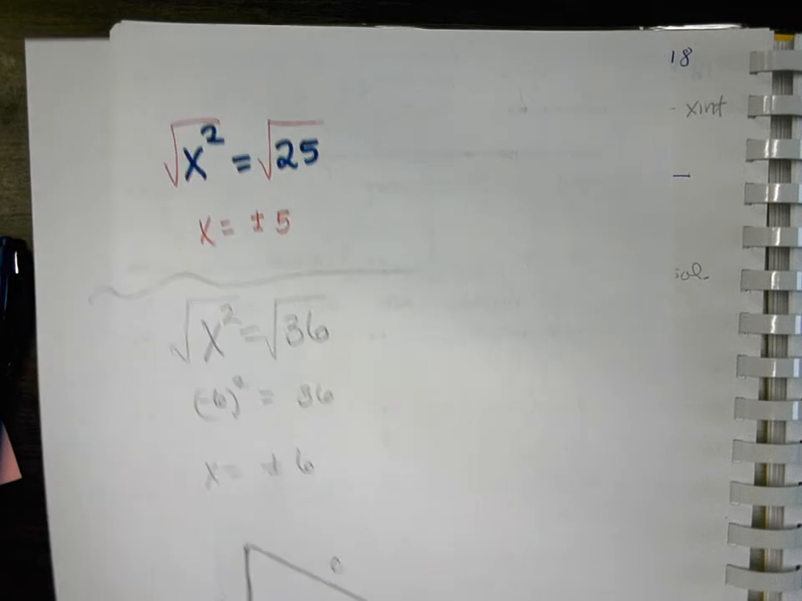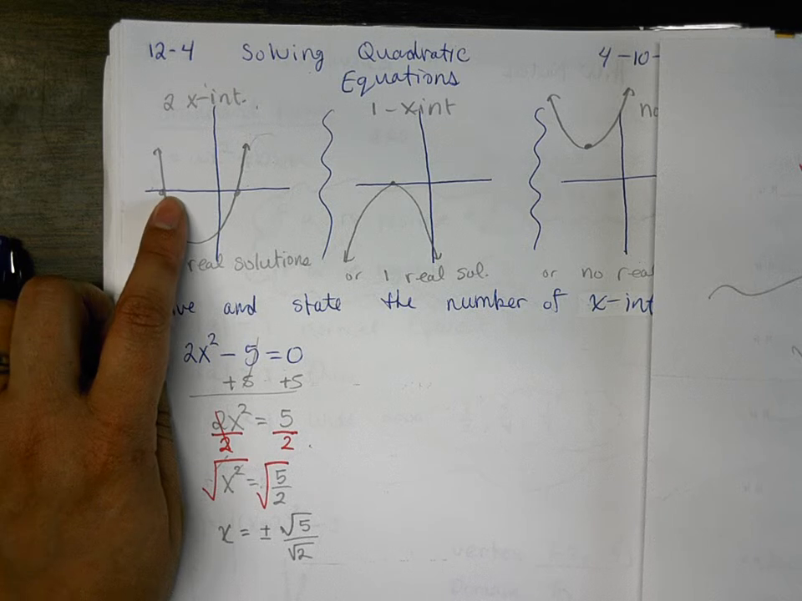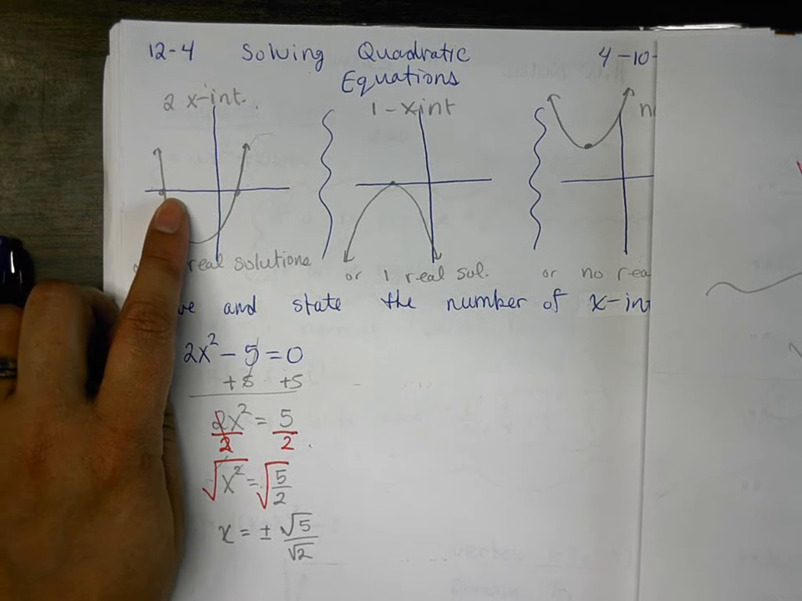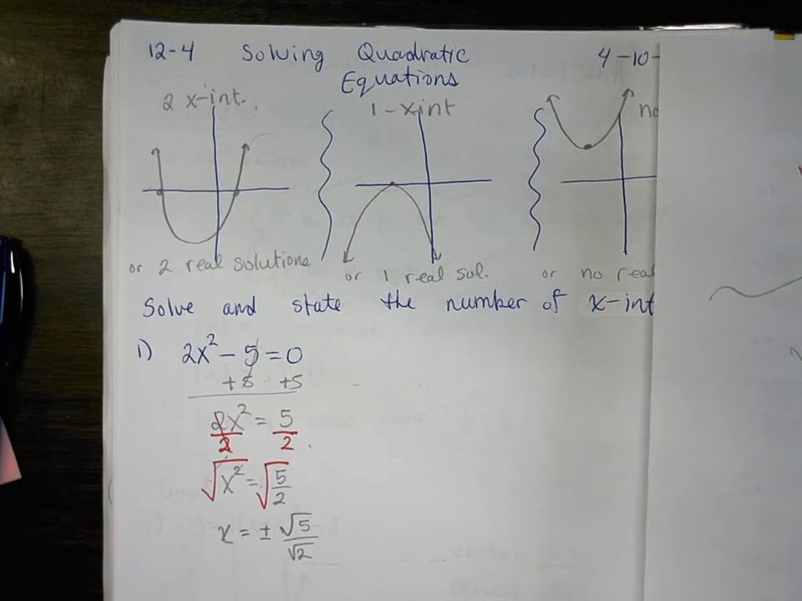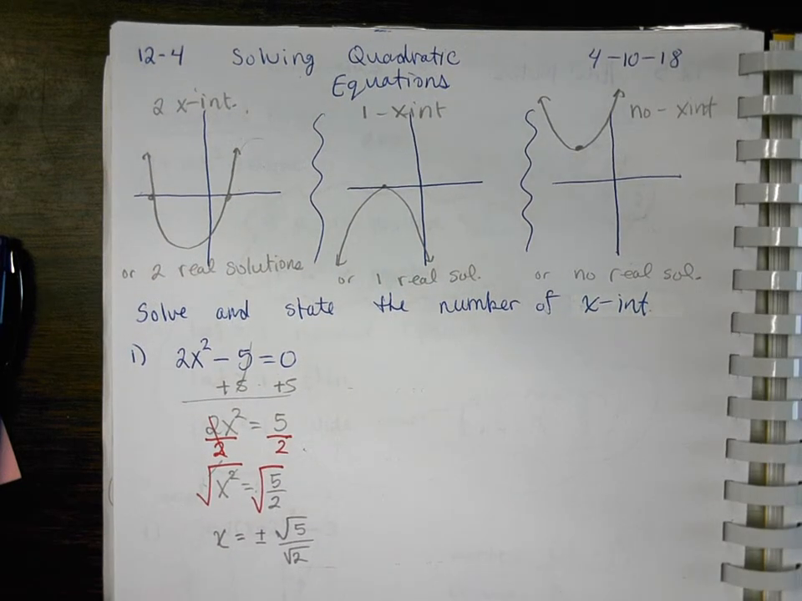But now that we're dealing with x-intercepts, like look at this picture here. Can x-intercepts be negative? Yes, yes it can. Got it? Questions on that one? No questions? All right.